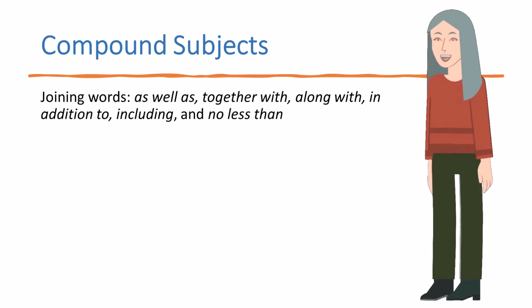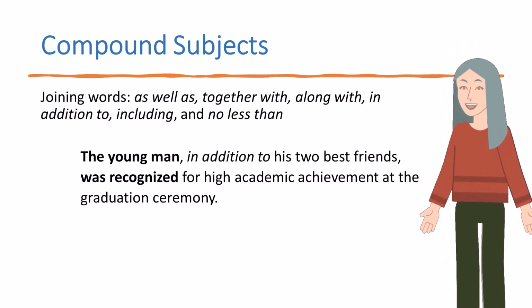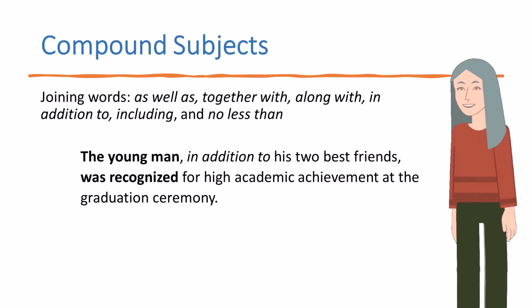It's important to note that the expressions as well as, together with, along with, in addition to, including, and no less than will take the verb form that matches the first subject mentioned. So in this example, even though the same young man was there with his 2 best friends, the phrase in addition to means that the verb only matches the original singular subject, the young man. If the first subject mentioned were plural, then so would the verb be plural.